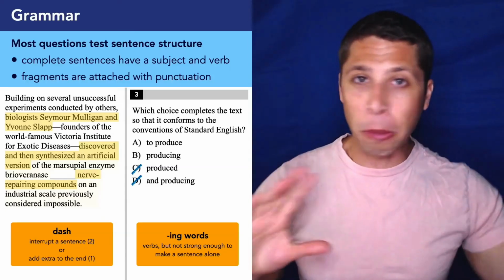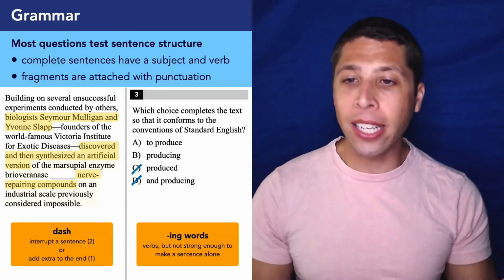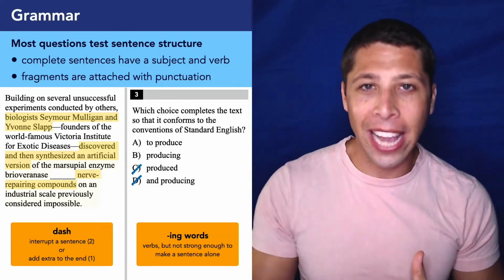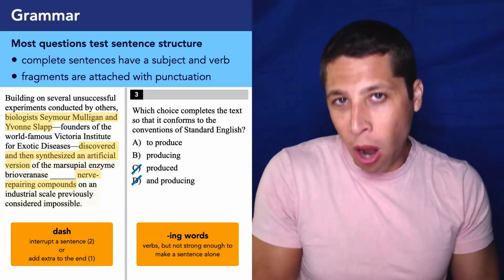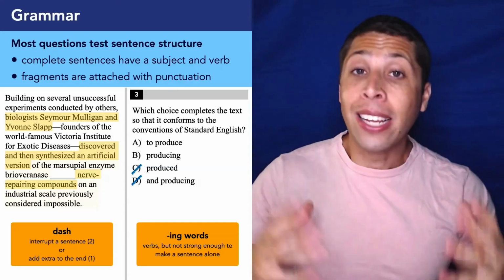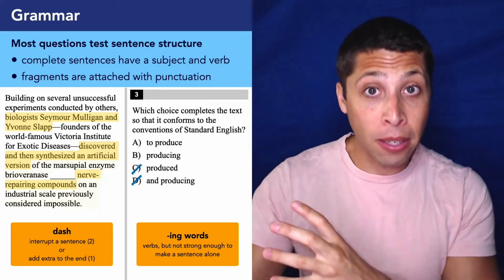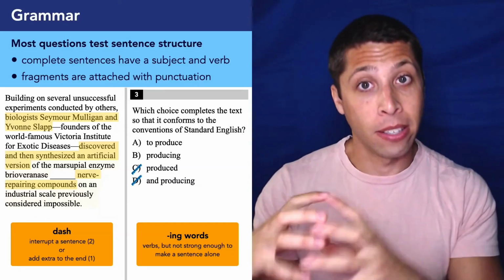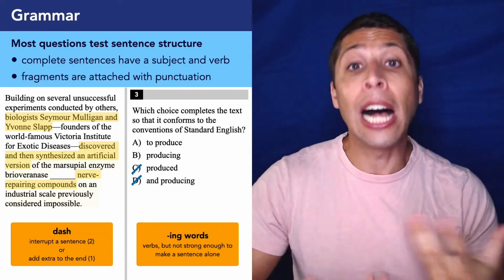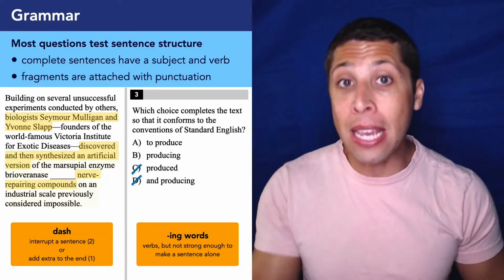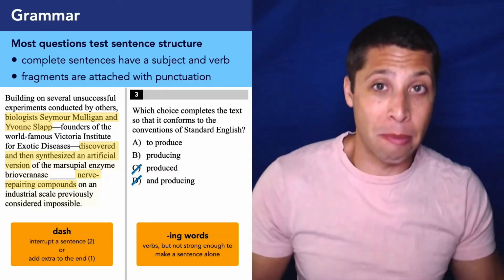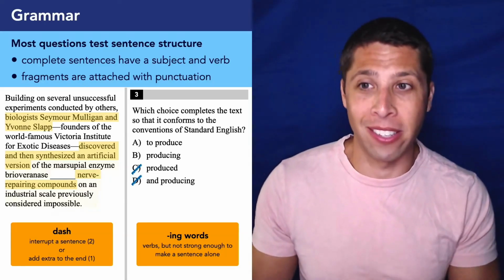There's lots of grammatical terms for these things, depending on how they're used. I'm not going to get into it, but basically, -ing words are like verbs, they're like actions, but they're not strong enough, usually, to make a sentence on their own. Either we use them with a comma to attach a fragment to a sentence, or we use them along with a helping verb, an is, are, be, were, was, those kinds of words, to strengthen them a bit and then turn them into actual sentences.